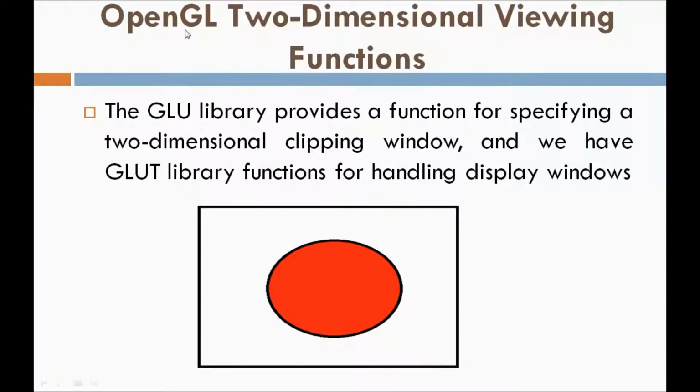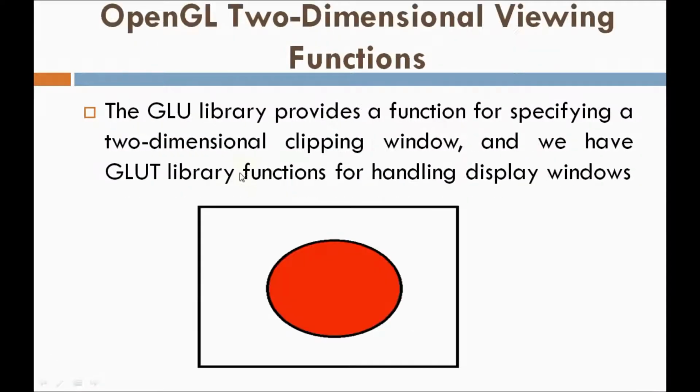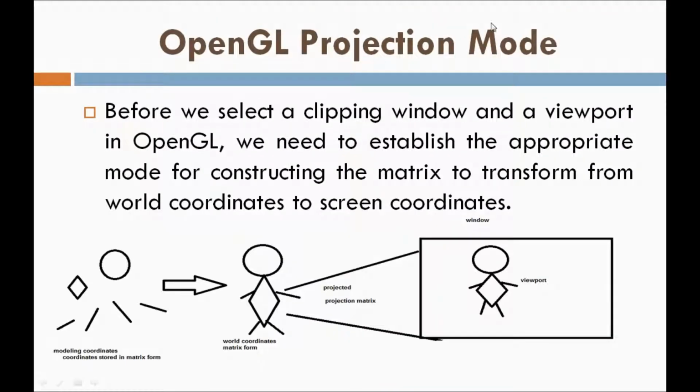So now I will move to the actual functions that are used to display your object in the display window, right? See, the GLU library provides the functions for specifying a 2-dimensional clipping window. I told you, whatever object needs to be displayed should be inside the clipping window. You can see here, this circle is inside the clipping window. Before using the clipping window, you need to know what the projection is.